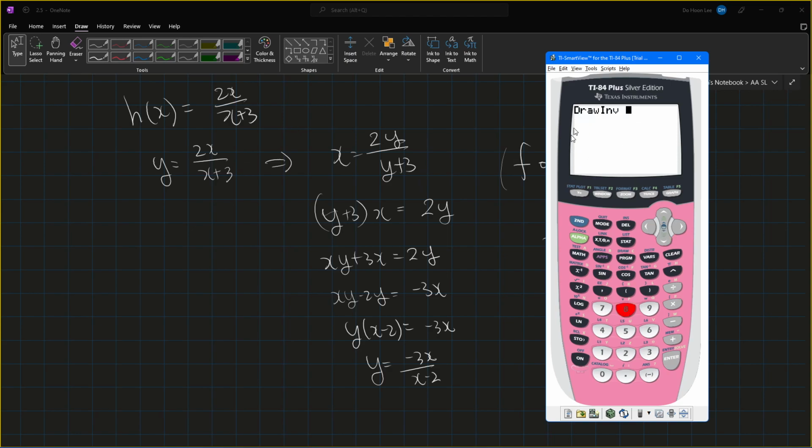Let's press that. And then we have to open up our y1. So press vars, right click, function, and then y1. And then we can just press enter one more time. And we can see the inverse function. However, you cannot trace or calculate anything because this is merely an image. Quite useful if you want to know the rough sketch of the function, however.